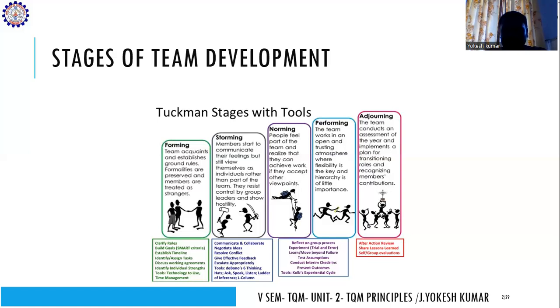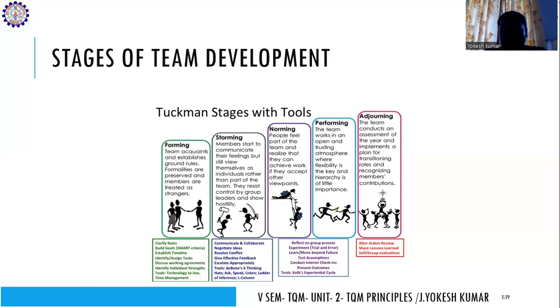Then the final stage is the adjourning stage. In this stage, the team conducts an assessment in terms of the year. For a particular year, how much profit are they gaining? As per the plan, are we going or not? Everything can be analyzed in the adjourning stage. After this stage, they take action or corrective measures.